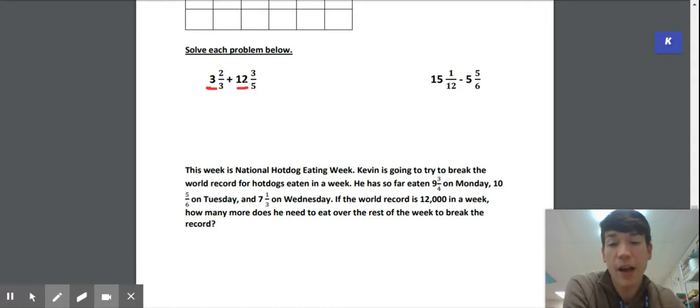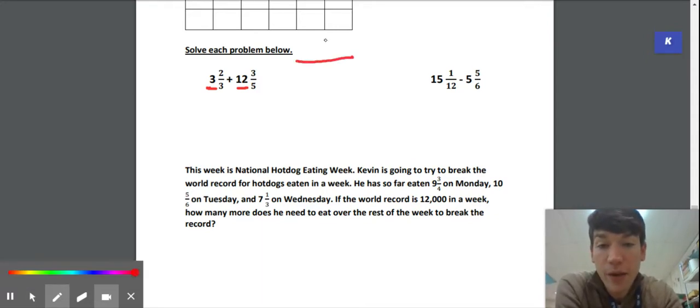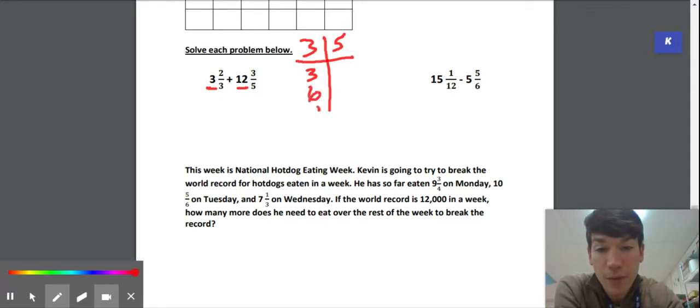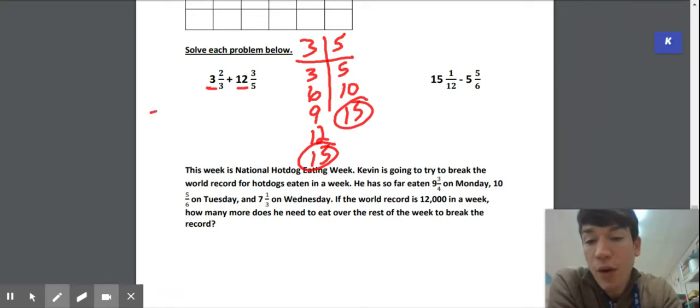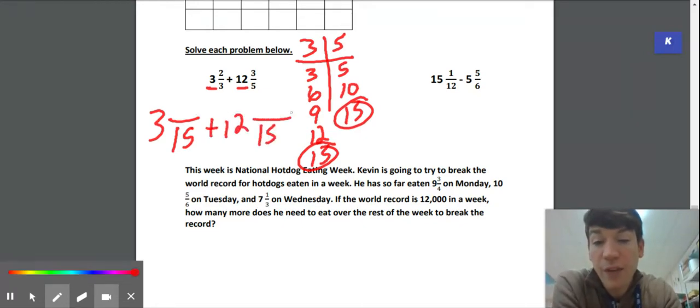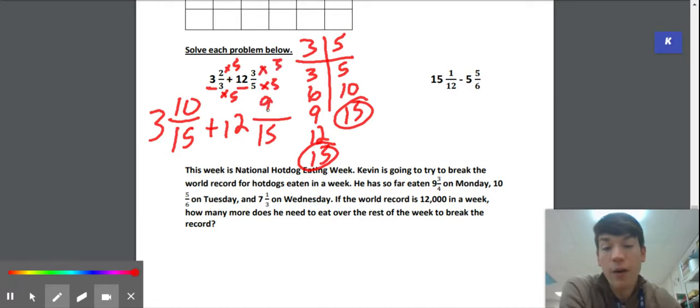Now, the second thing I want to think about is making a common denominator here. A common denominator between 3 and 5 we can find by writing down our multiples. Remember, we're looking for the least common multiple. 3, 6, 9, 12, 15. 5, 10, 15. And there's our common denominator in this particular case, 15. So we have 3 and some 15ths plus 12 and some 15ths. Now, I know to get to 15, I multiplied 3 times 5. So I'm going to do the same to my numerator, which is going to give me 10. To get 5 to 15, I multiplied by 3. Same to my numerator, which is going to give me 9.